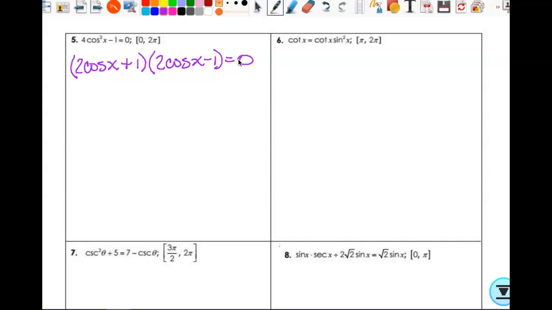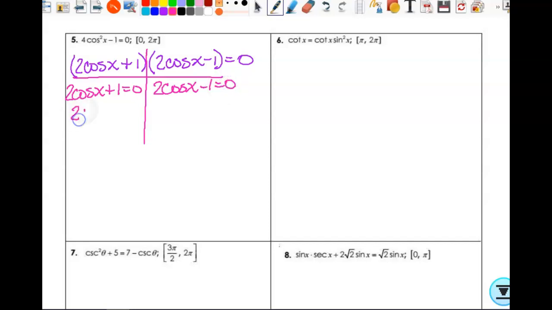Factoring with the trig stuff, it's exactly like factoring when it's just a plain old x. All those factoring rules are going to stay the same. We're going to factor a lot. All right, so now that I have it factored, I'm going to use my zero product property. I'm going to split this off because there's a whole lot going on here. I know that 2 cosine x plus 1 equals 0, and I have to set 2 cosine x minus 1 equal to 0.